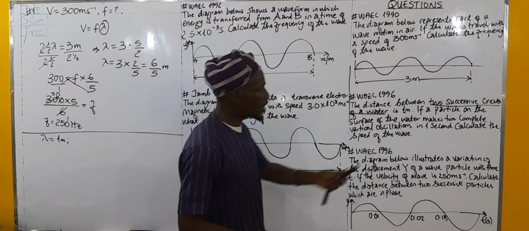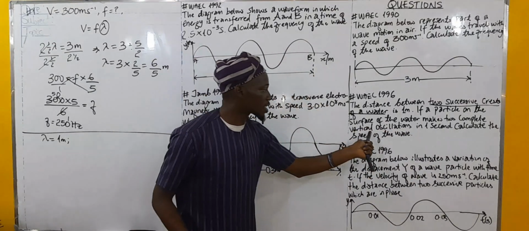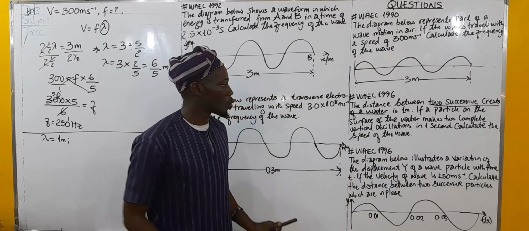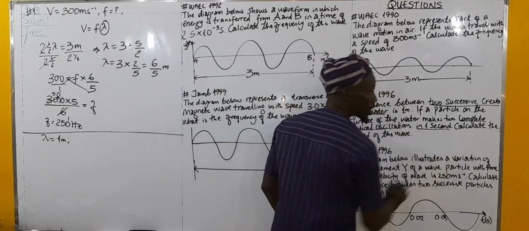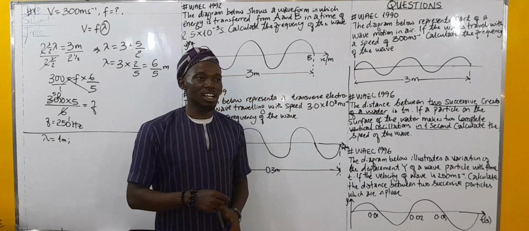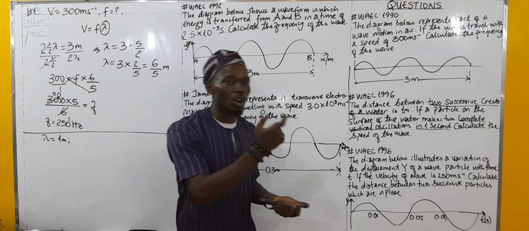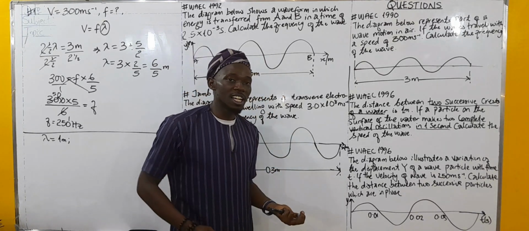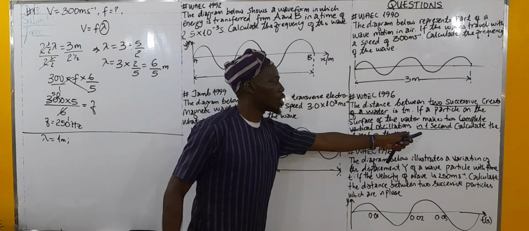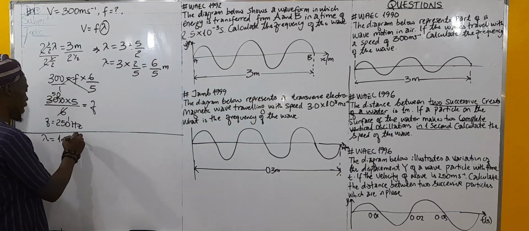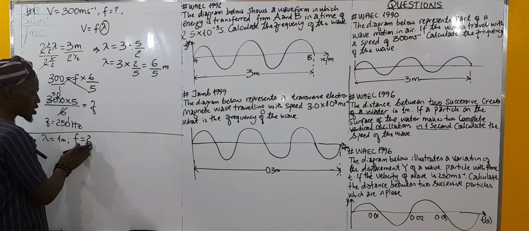Okay, let's continue. If a particle on the surface of the water makes two complete vertical oscillations in 1 second, what does this statement mean? Remember, frequency is the number of oscillations made in 1 second. We're told that it makes two complete vertical oscillations in 1 second. So it means that my frequency is 2 over 1 second, which is the same thing as just 2 Hz.